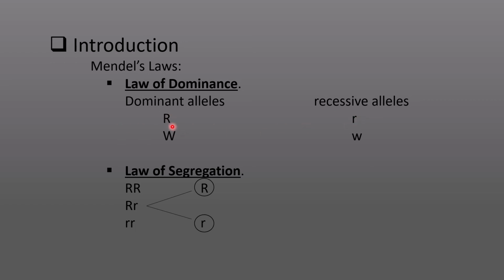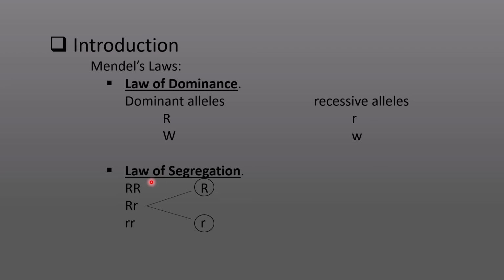The dominant allele produces its character, and that character is called the dominant character, which appears in the F1 generation irrespective of the presence of the recessive allele. The recessive allele, whose character gets suppressed, is called the recessive character, and recessive characters always appear in the F2 generation. So these are examples of dominant alleles, and these are the recessive alleles. That's what the law of dominance states: one of the alleles is dominant over the other allele in heterozygous condition.